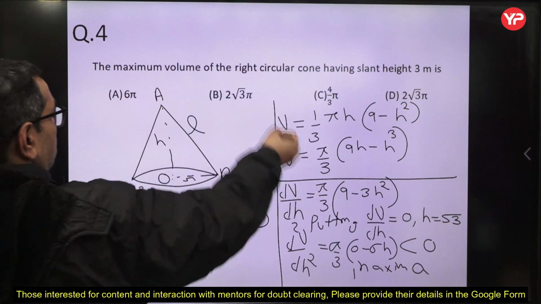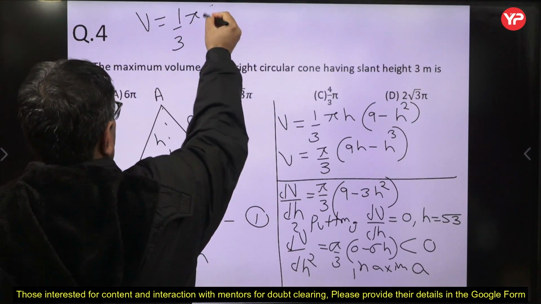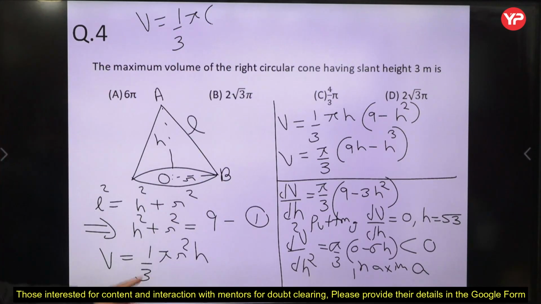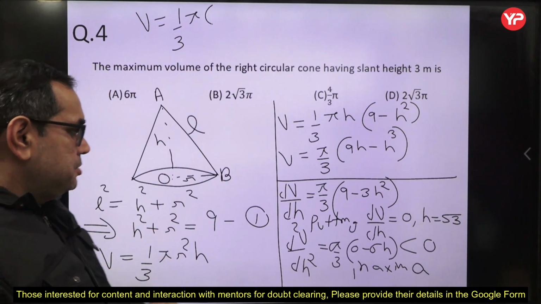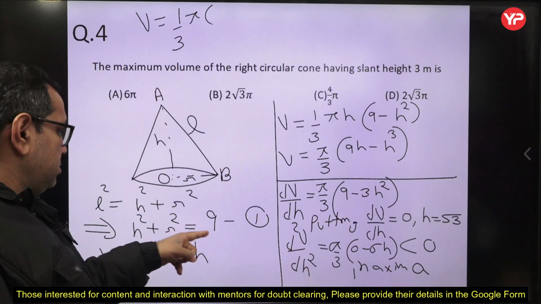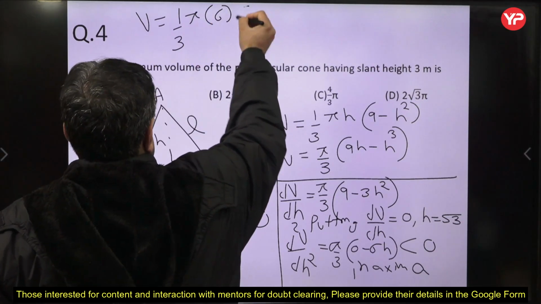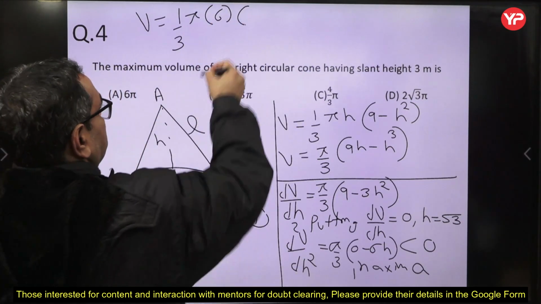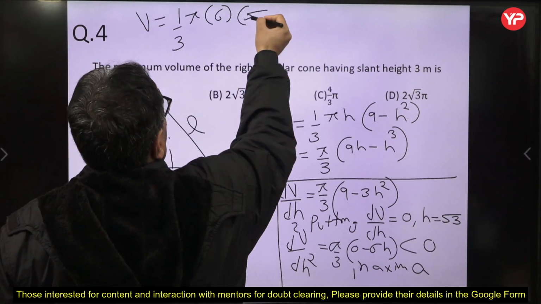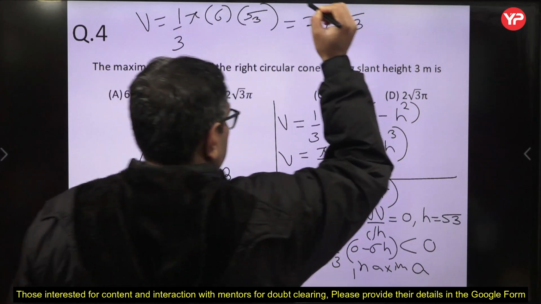So what is the volume? I am writing it here, V equal to 1/3 π r² h. Now what is r² when h is root 3? So r² equal to 9 minus 3, which is 6. So r² is 6. Let us write 6 here, and h is root 3, so write root 3 here. So it is 2π root 3. This will be the volume.